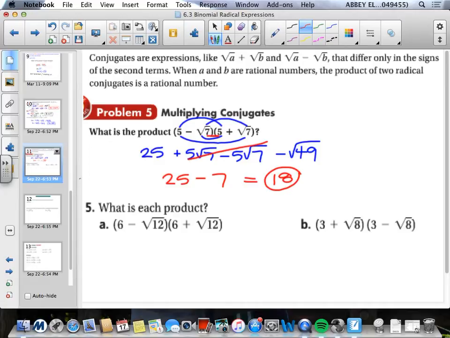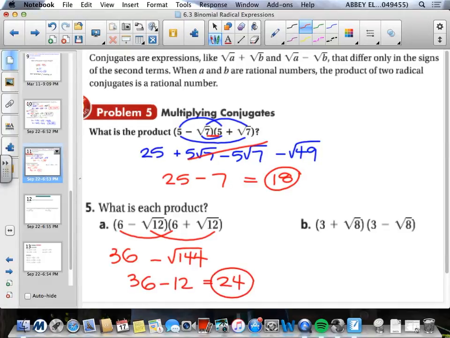So let's talk about A here. 6 times 6 gives me 36. My outer and my inner cancel, so I'm just going to look at my last term here, which gives me minus the square root of 144. The square root of 144 is 12. So my final answer is 24. Take a second and see if you can do the last one on your own.